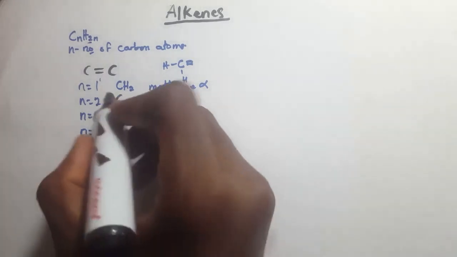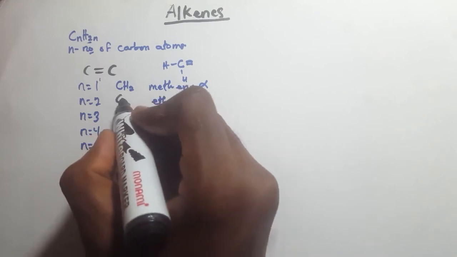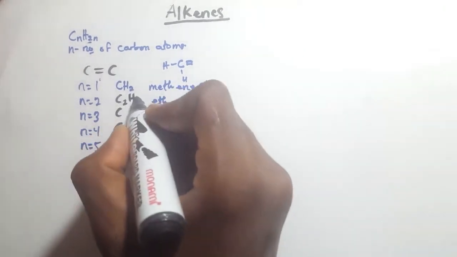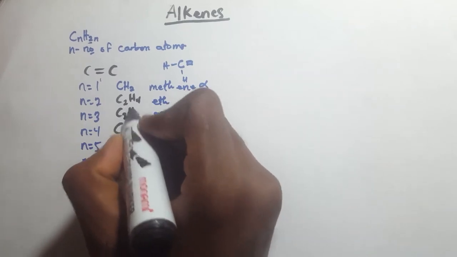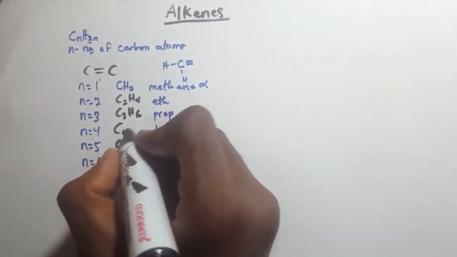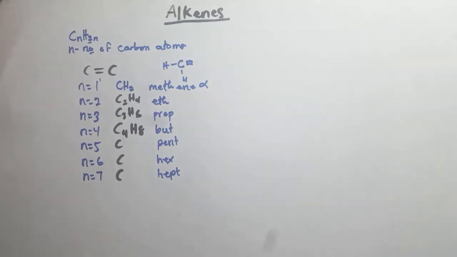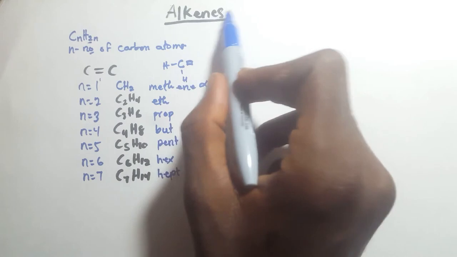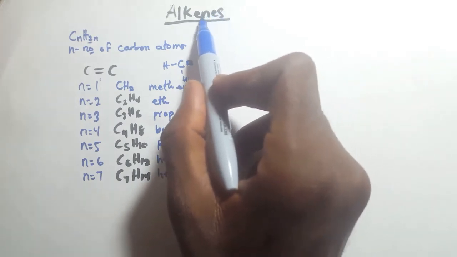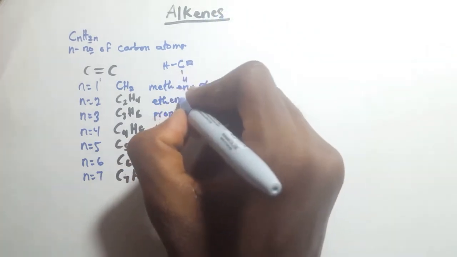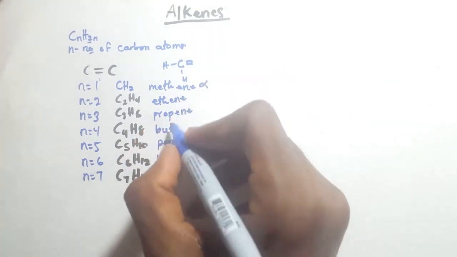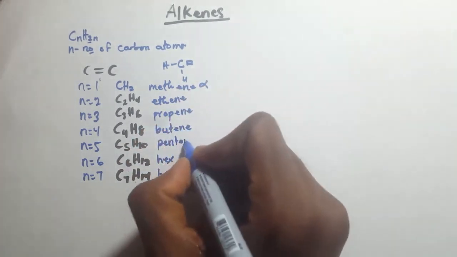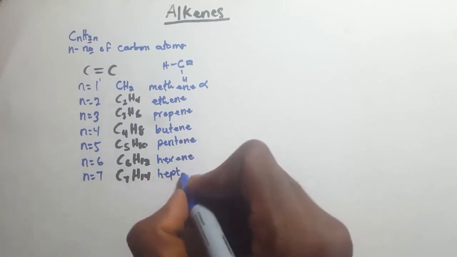Looking at the formula, the second one is going to be C2H4, C3H6, C4H8. So these are the structures formed, applying the general formula. The next thing is to add the suffix of the family name. So ethene, propene, butene, pentene, hexene, heptene.